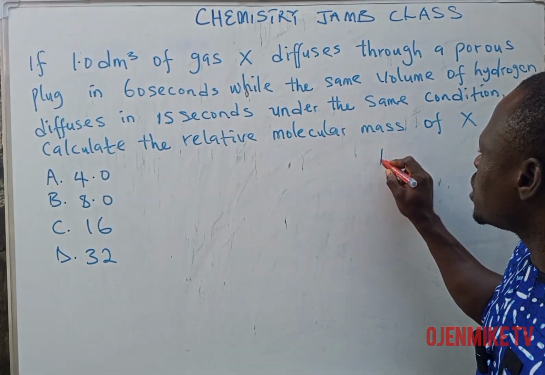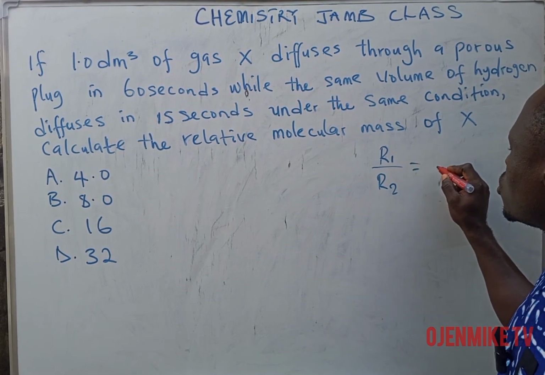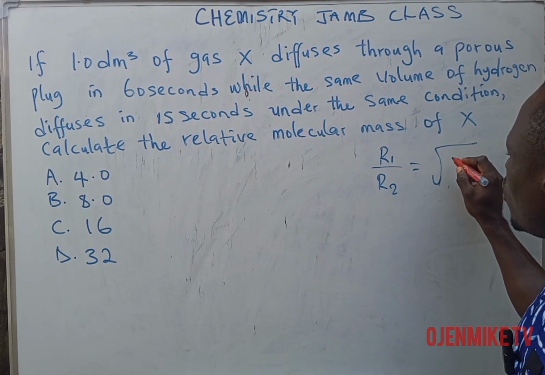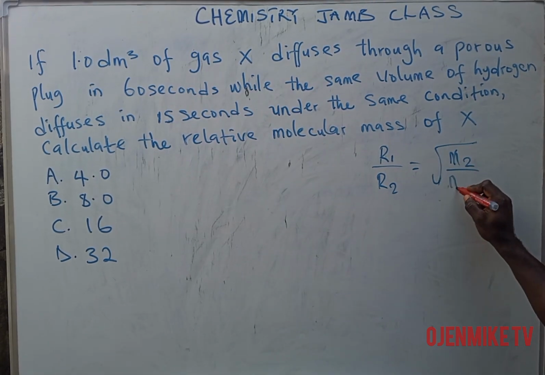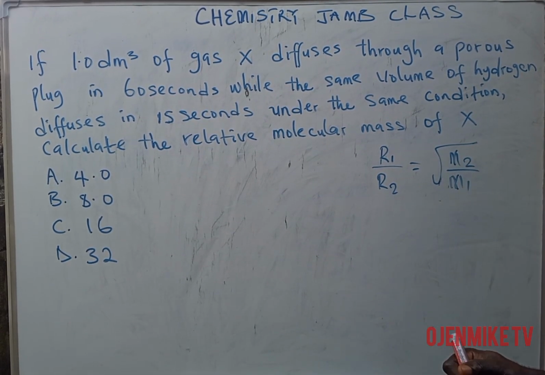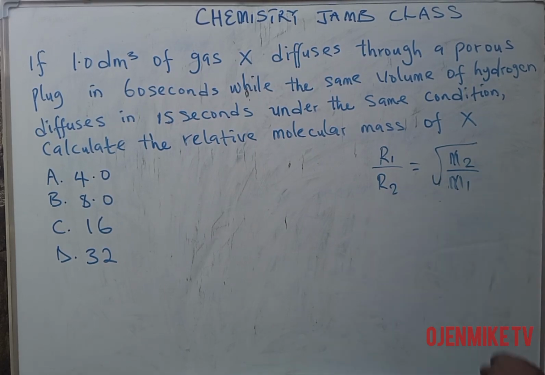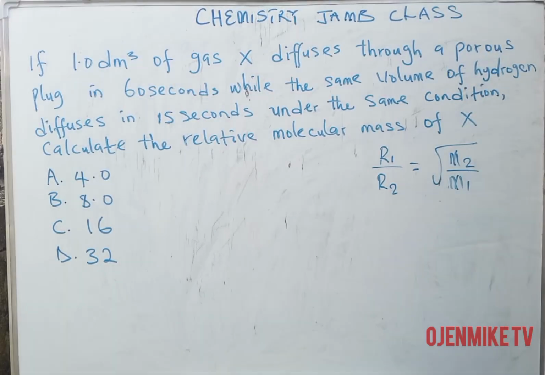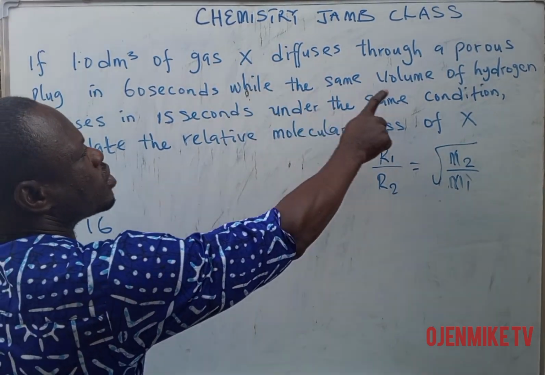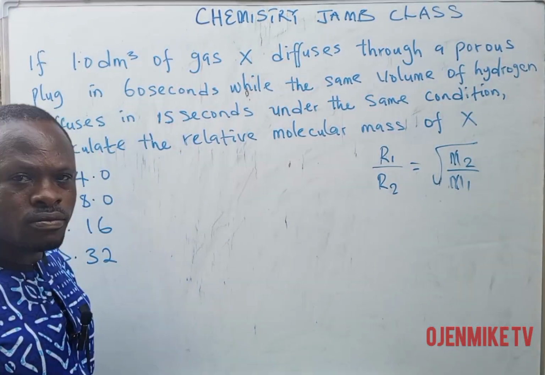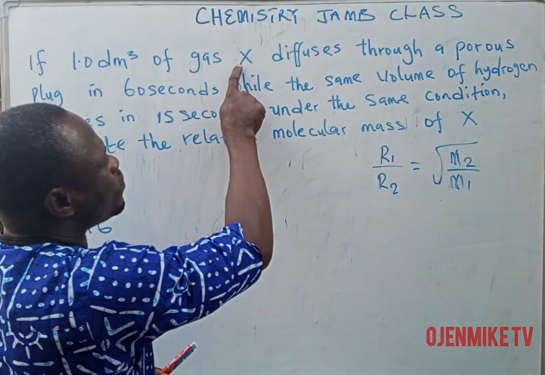The formula is R1 over R2 equals the square root of the molar mass of 2 over the molar mass of 1. So whatever you have here, you bring it down here, and whatever you have here, you bring it up here. Are you following? In this case, we have X and hydrogen gas, those are the two things that we have. So here, the rate of diffusion of X.